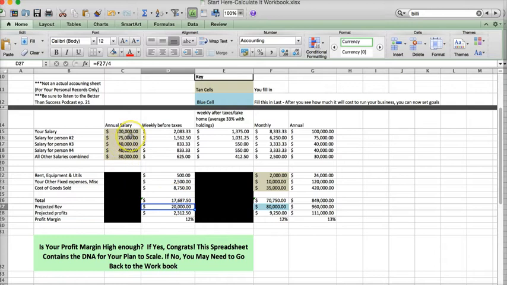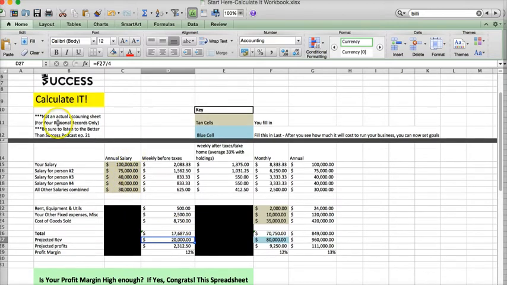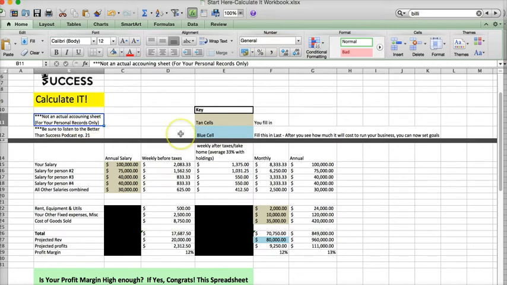So let's talk about where you're going to actually fill things in. Go back up to the top of the spreadsheet. First of all, this is not an actual accounting sheet. This is for your personal records only. If you need an accounting spreadsheet, you definitely should consult an accountant. And again, be sure to go back and listen to the Better Than Success podcast episode number 21.